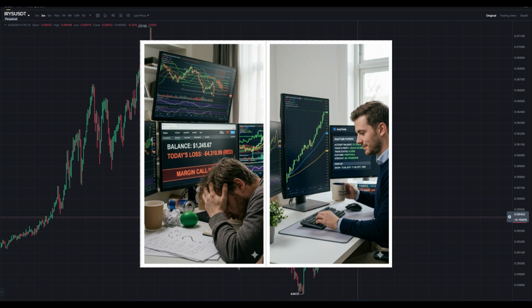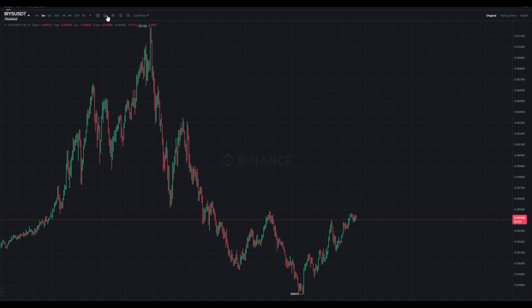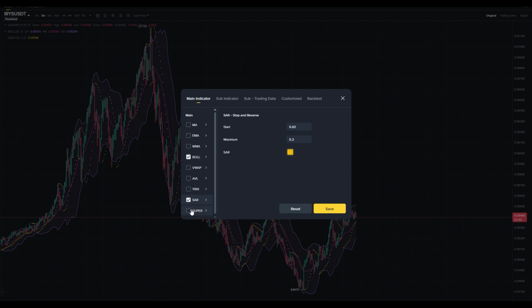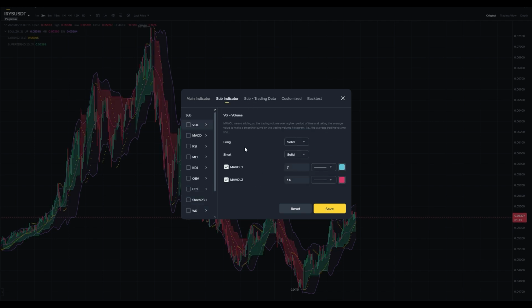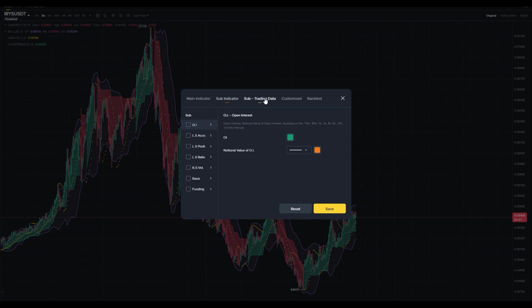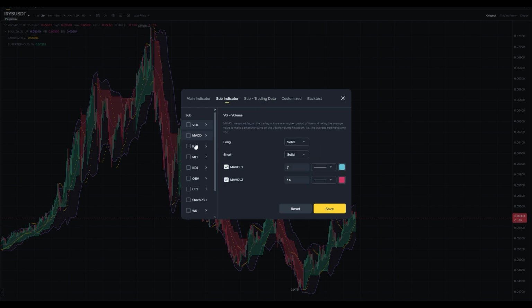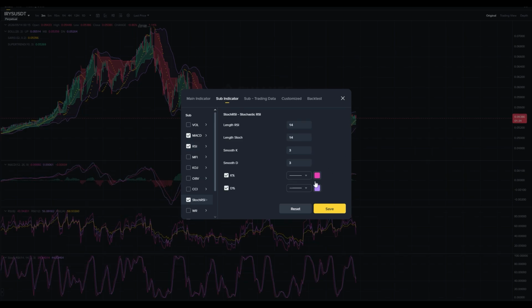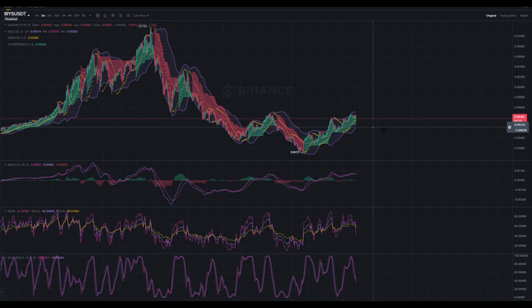The trader with a clean chart wins more trades compared to the guy who loads 5 to 7 indicators and keeps losing money. If you really add these indicators, you will still lose money. You add Super Trend and sub-indicators like MACD, RSI, Stoch. It will still make you lose money.